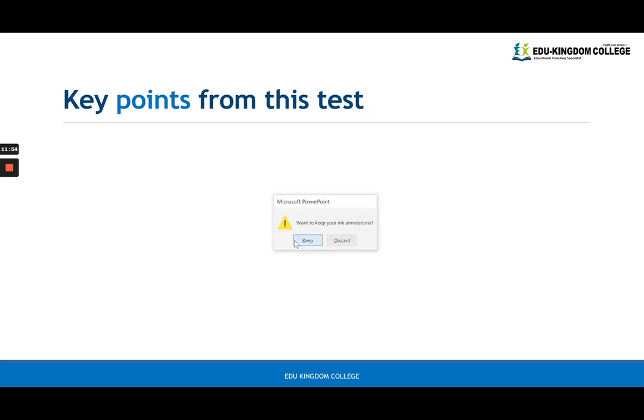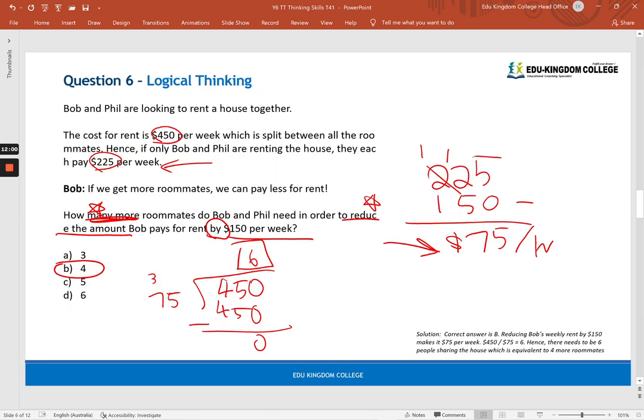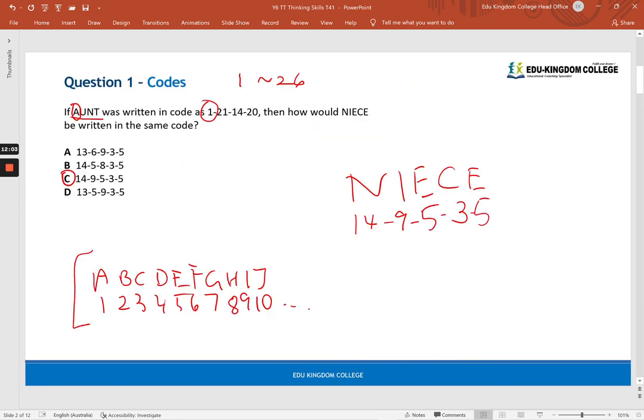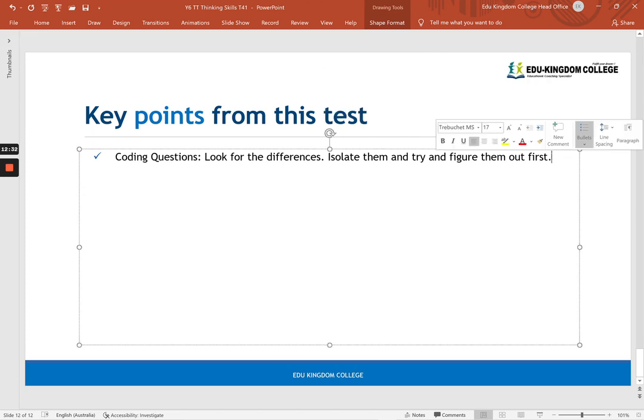Okay, so some key points from this test. Just quickly going back, we can do coding questions. So let's talk about coding questions. I want you to always look for the differences, isolate them and try and figure them out first. This is much better than getting stuck and being like, oh, I'm just going to try and check everything. I want you to look for the hints that they give you, the differences or the unique things in each of the codes, and work back from there.